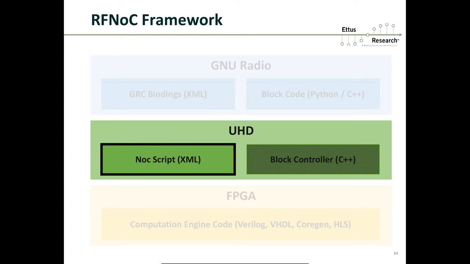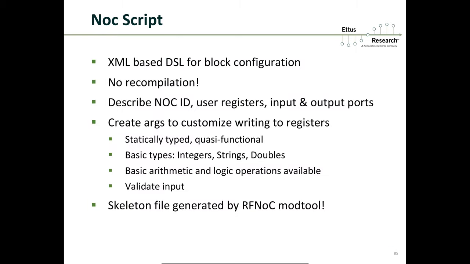Instead, what you can do is set up the NoC script XML. Now, the NoC script XML describes our block to UHD. Technically, what you do with NoC script, you can do in C++. But remember, just now I said that we're not going to write any C++ code because the block controller has, by default, everything we need, the default block controller. So we still need a way to describe what our block's NoC ID is, what the register addresses are. And that's where NoC script comes in.